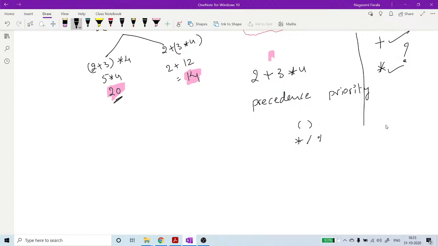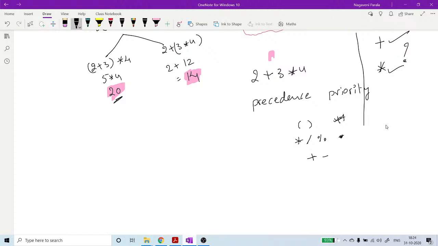Multiplication, division, modulo will have, suppose this is having highest priority, and multiplication, division, modulo will have less priority than parenthesis or brackets, and plus minus will have some more less priority. So this is high priority, and this is somewhat low priority than this one, and next one plus and minus are still low priority.